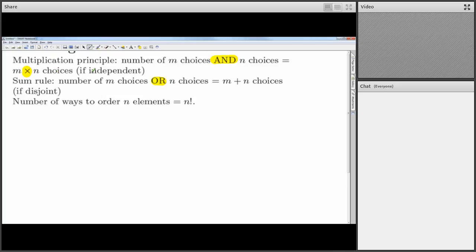I'll mention the word independence in lectures next week. Essentially it means what you probably think it to be: if you make a choice over here, in choice 1, that has no impact upon the choice you make over here.